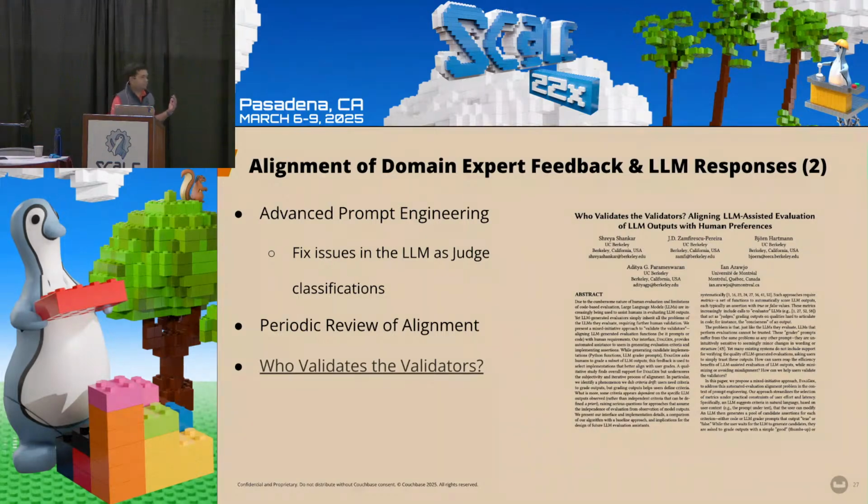Essentially, the idea is that if you have an LLM as judge that is quite aligned with the feedback from the human domain expert, you could use that as a proxy for how well your RAG performs. You also need to do a periodic review of this alignment, especially when you change some of those metrics, embedding models, or chunking strategy and those kinds of things.